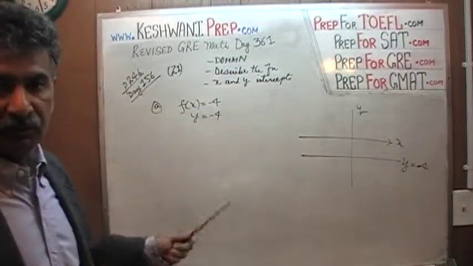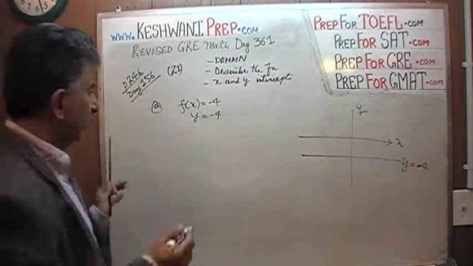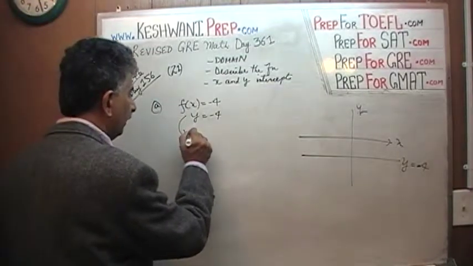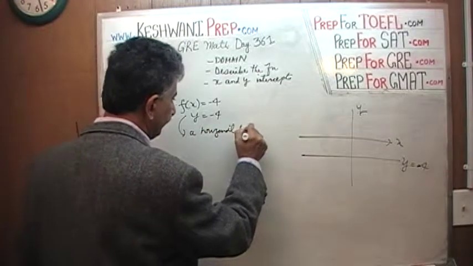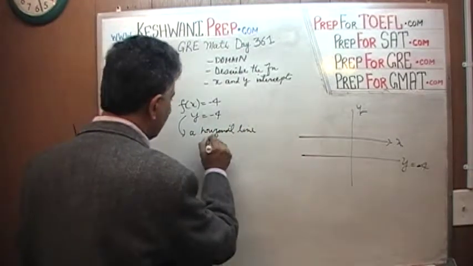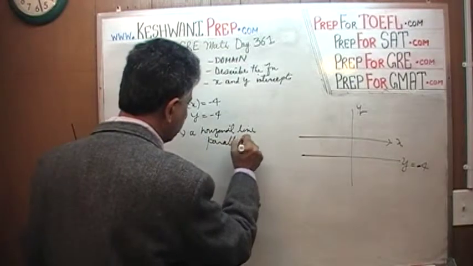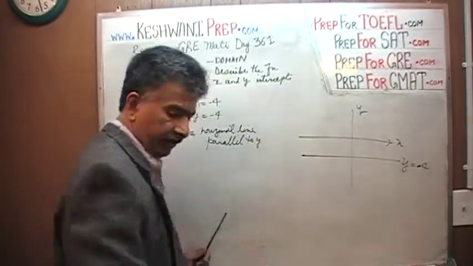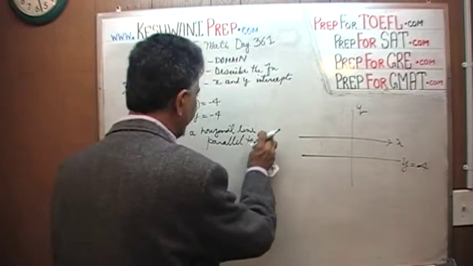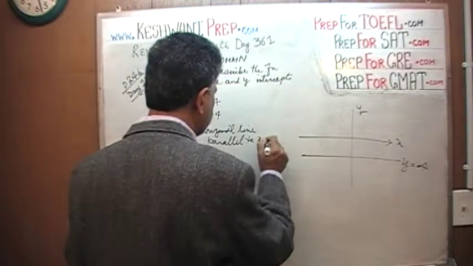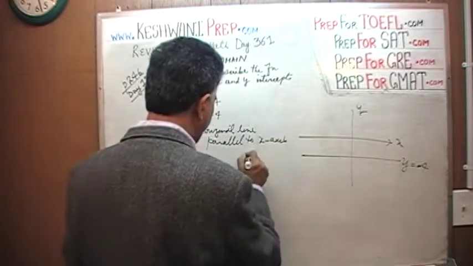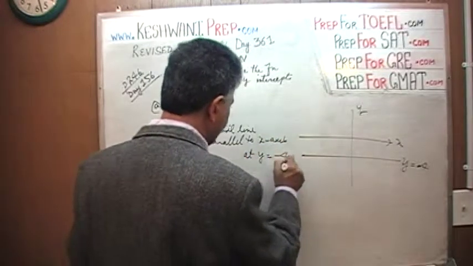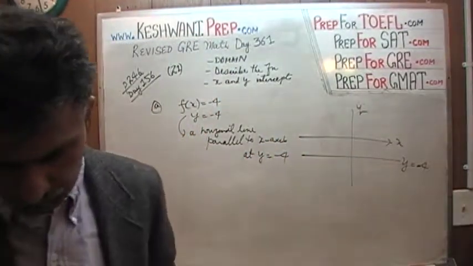What's the description of this function? This is a horizontal line, parallel to the x-axis, at y equals -4.